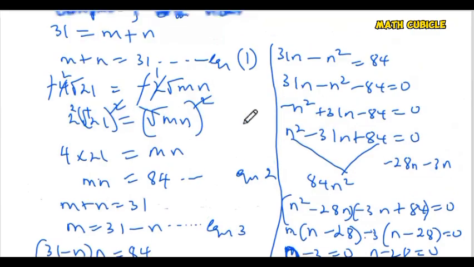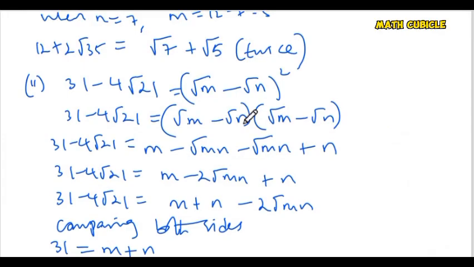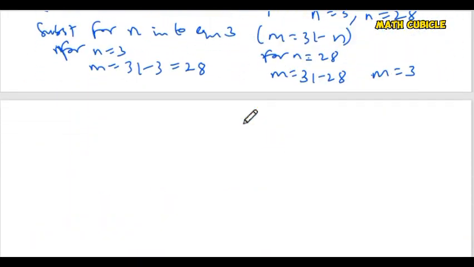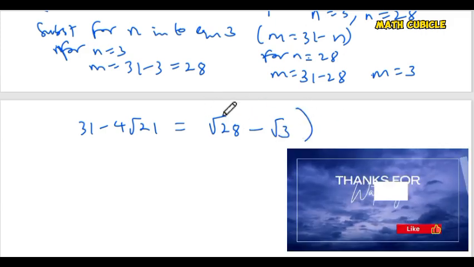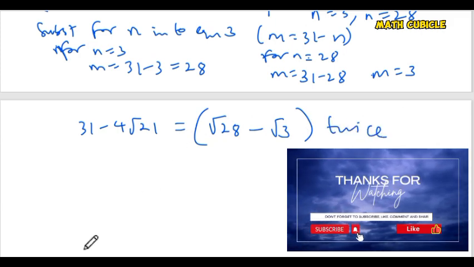So the square root of 31 minus 4 root 21 is equal to root 28 minus root 3. Thank you very much.